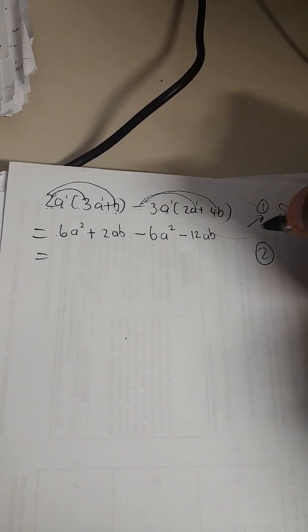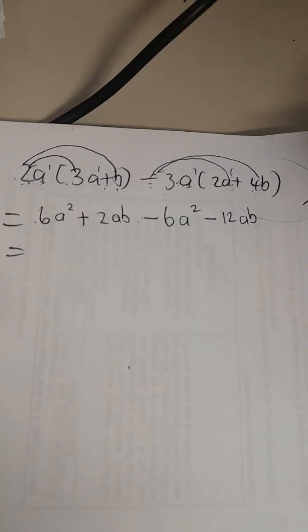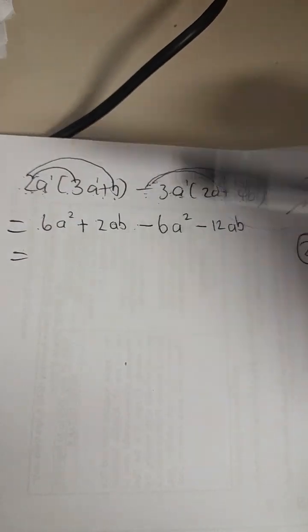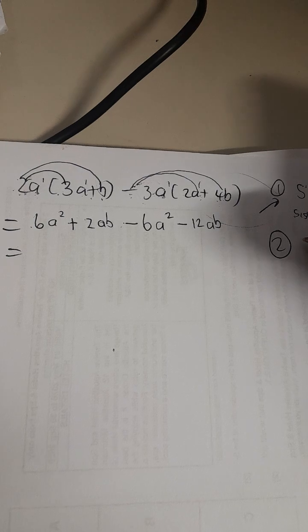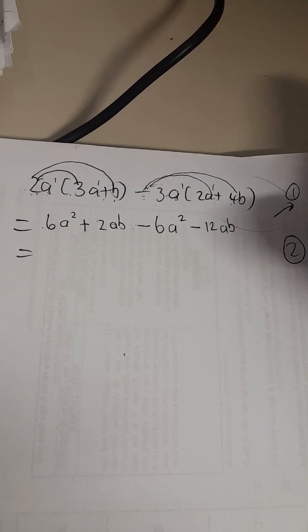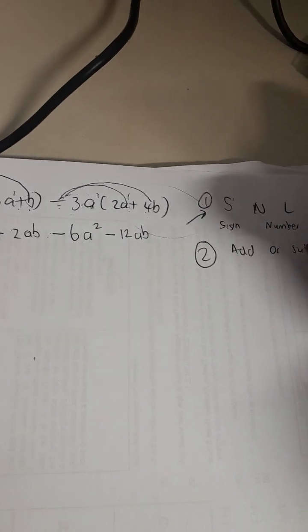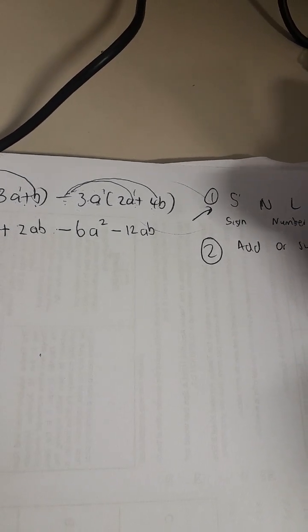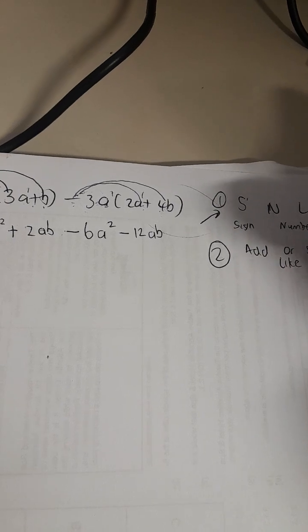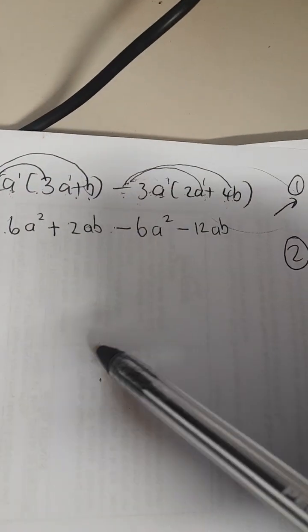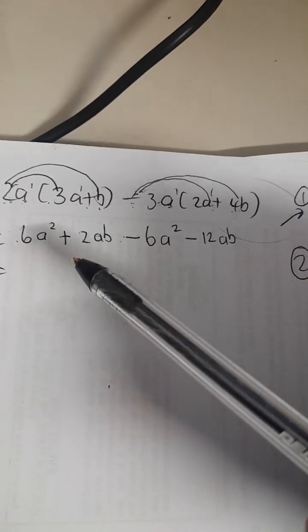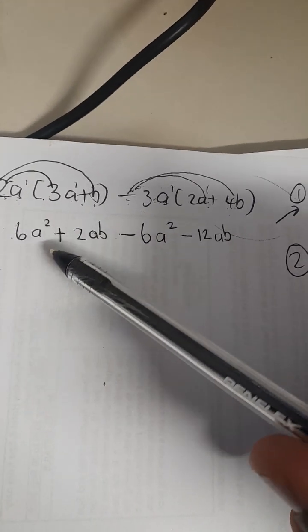After distributing using SNL, which is our first step, the second step is to look at the terms that we have. How many terms do we now have? We have 4 terms, all separated by a plus or a minus sign. We now add or subtract all the like terms. By like terms, we mean terms that have the same variable. Please take note that like terms have the same variable and the same exponent.